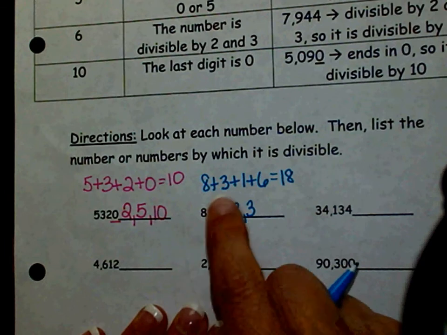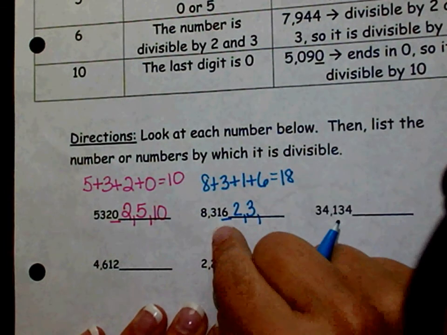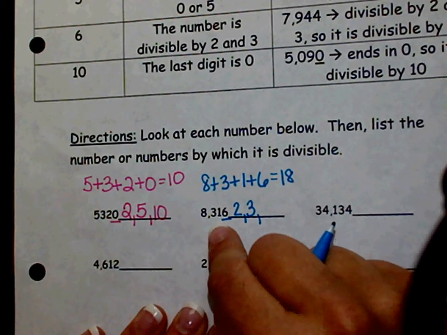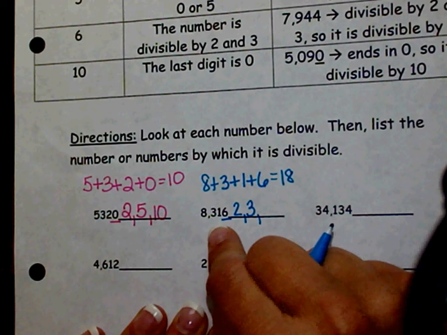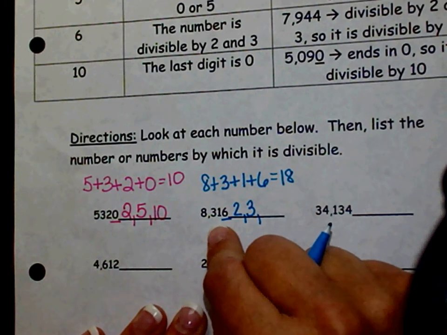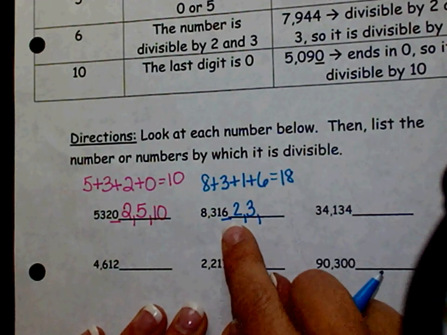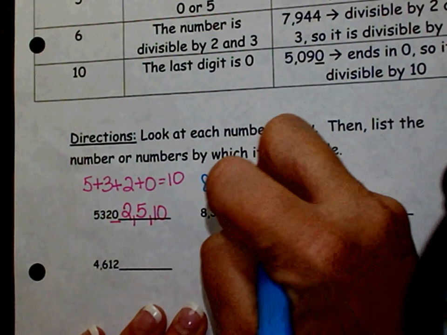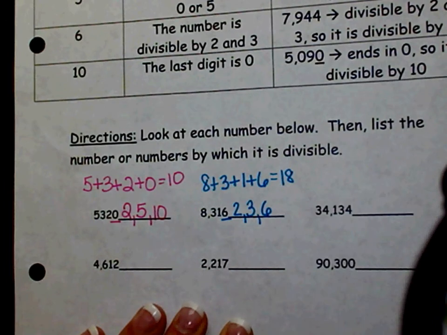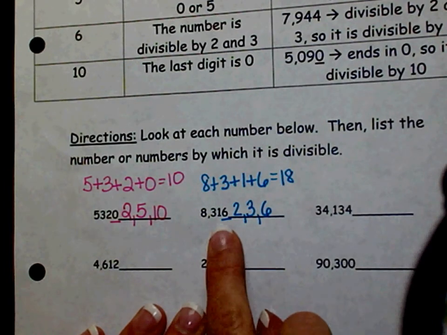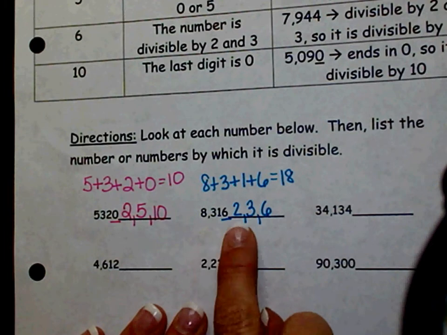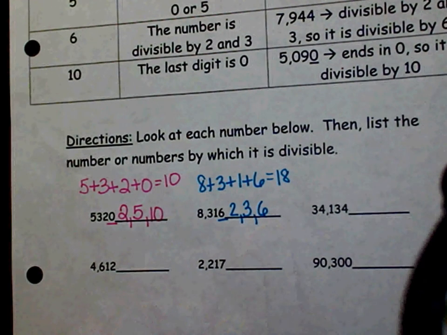5 says the last digit has to be 0 or 5. Is that true? No. That means this number, 8,316, is not divisible by 5. What about 6? The number must be divisible by 2 and 3. Well, our number is divisible by 2 and 3, so it's also divisible by 6. 10 says the last digit is a 0. Is it a 0? No, which means it is not divisible by 10. So 8,316 is only divisible by 2, 3, and 6.